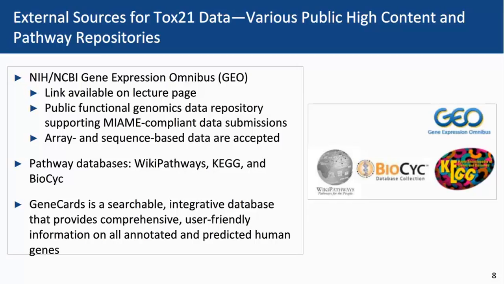Also, very important to understand what your genes are doing: GeneCards, a searchable integrative database that provides comprehensive user-friendly information on all annotated and predicted human genes. We talked a little bit in the last 10 minutes about Tox21 data sources and types of data.